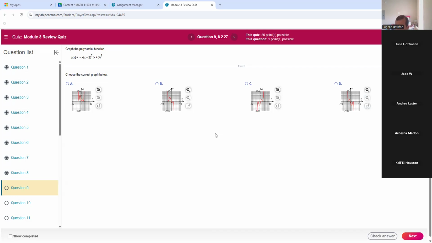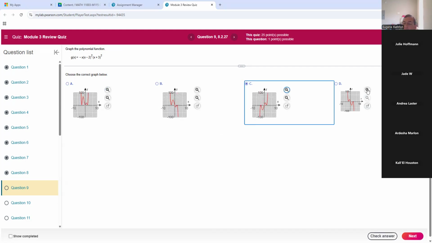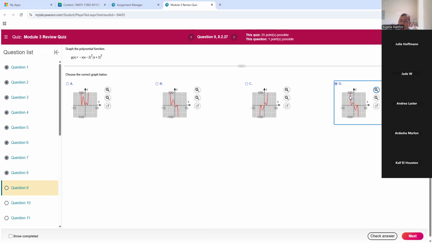All right, so this one, I would probably actually graph this one. So I got g of x equals negative (x minus 2) squared, and then (x plus 3) squared. Now look at these graphs here. If you look at all these graphs, they're going from negative 10 to 10 on the x's and from negative 100 to 100 on the y values, okay? So I'm going to set my calculator to match that, okay? So let me share the calculator this time.